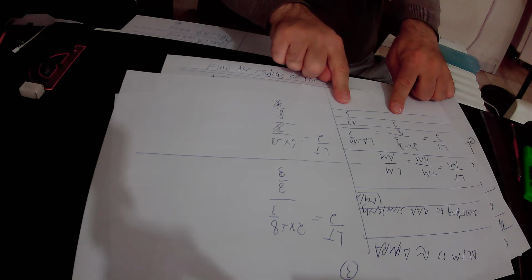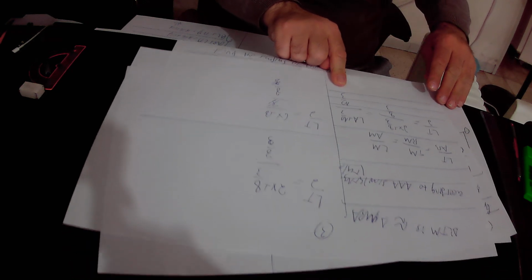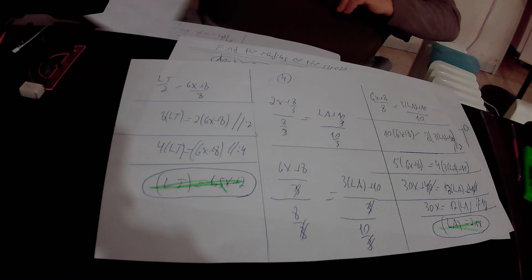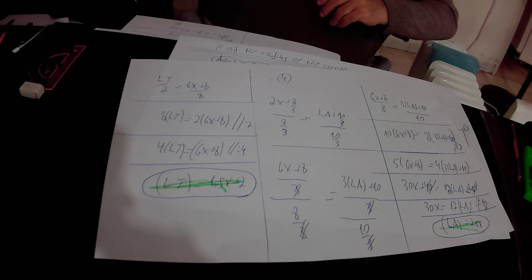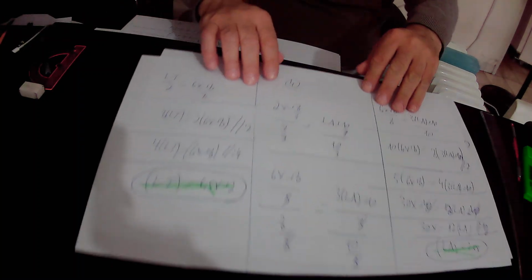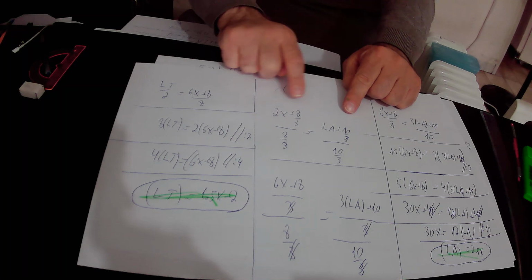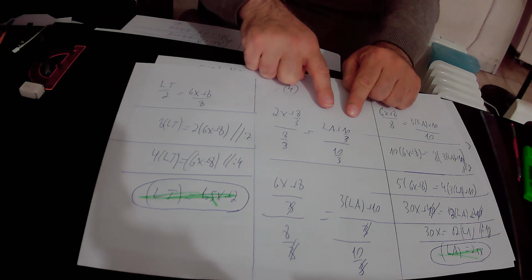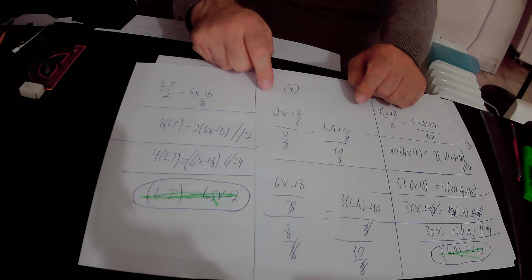those two sides are equal to each other, so we created equation number 2 from those two sides that are equal to each other. So according to equation 2, we actually found out that (2x plus 8 over 3) over 8 over 3 equals (LA plus 10 over 3) over 10 over 3.